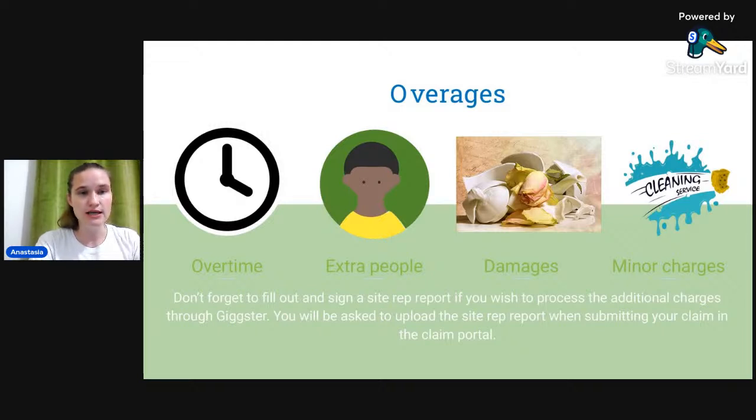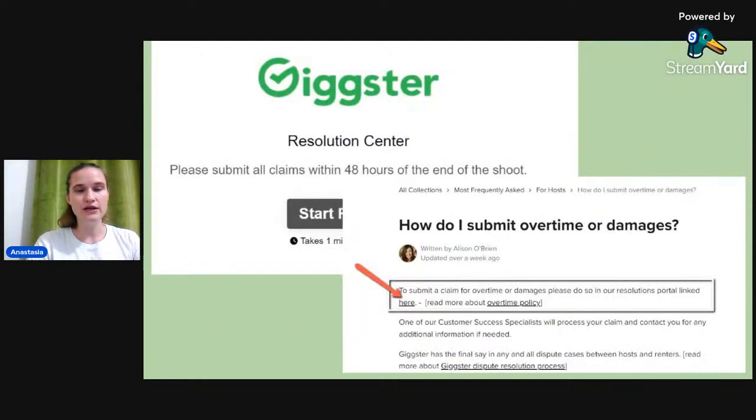Our claim resolution team will work on your claim and will study the site rep report, check whether you and the renter signed it or your site rep signed it, and collect the additional payment from the renter and send you your additional payout. But it's compulsory to fill out the site rep report if you decide to process your claim through Giggster. We have our claim portal. The link to it you can find in the corresponding article in our help section, or you can send us a message in the help chat on our website, and we will send you the guidance on how to access the claim portal and how to submit your claim.